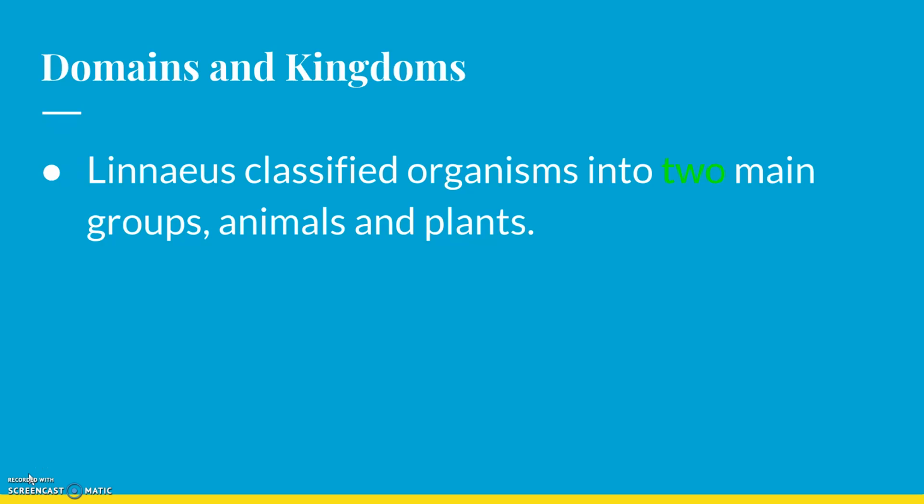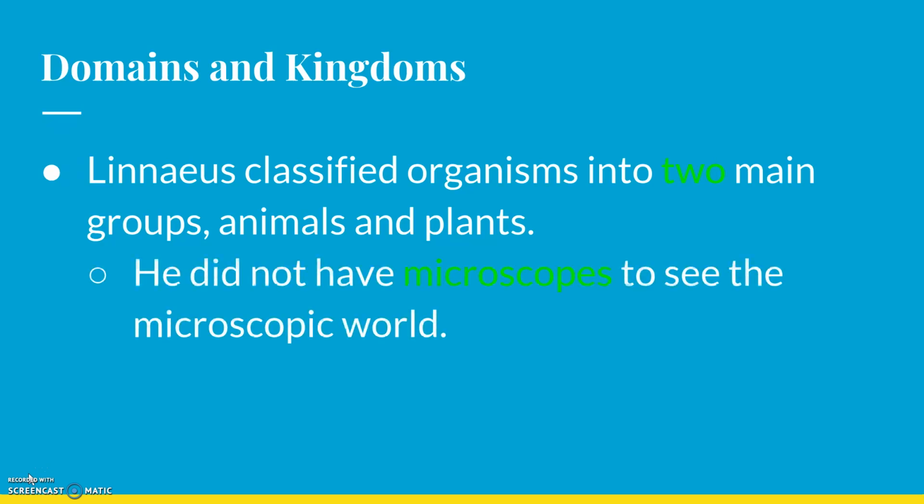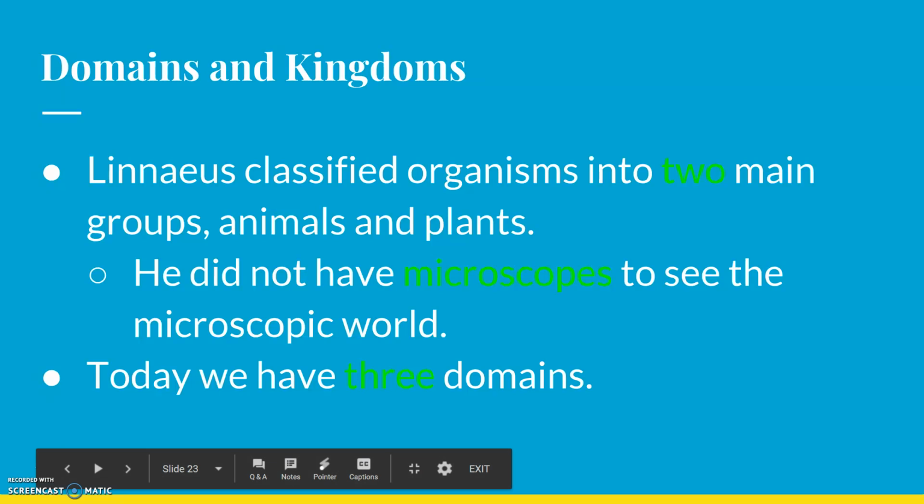So he could see 2 different things, plants and animals. That's all he could see with his naked eye. So that's how he classified things. He said, yeah, that's a plant, that's an animal, and that's it. So here's that point reinforced. He didn't have microscopes to see the microscopic world, but today we do have the power to see microscopic organisms.